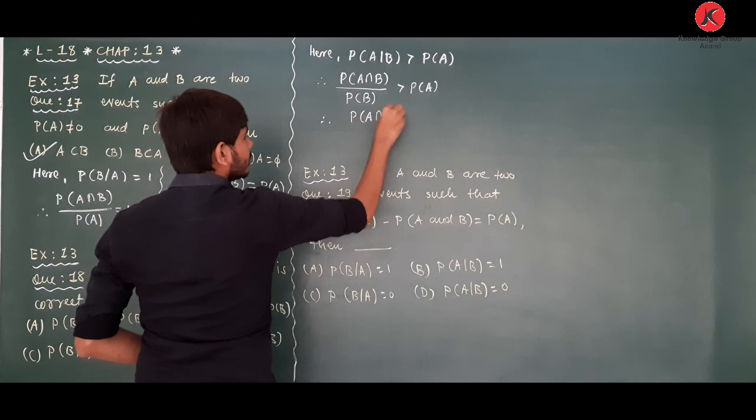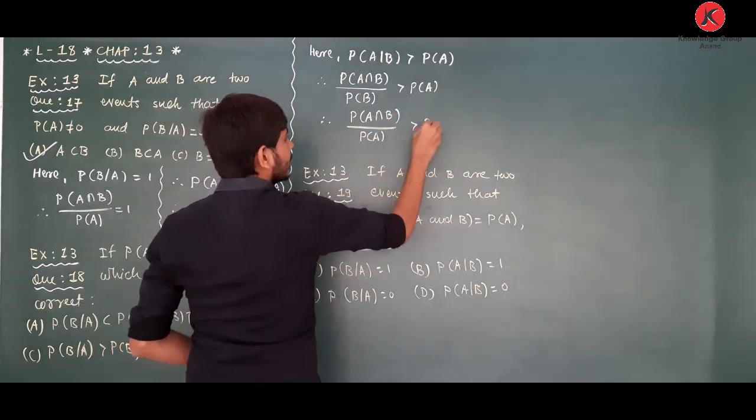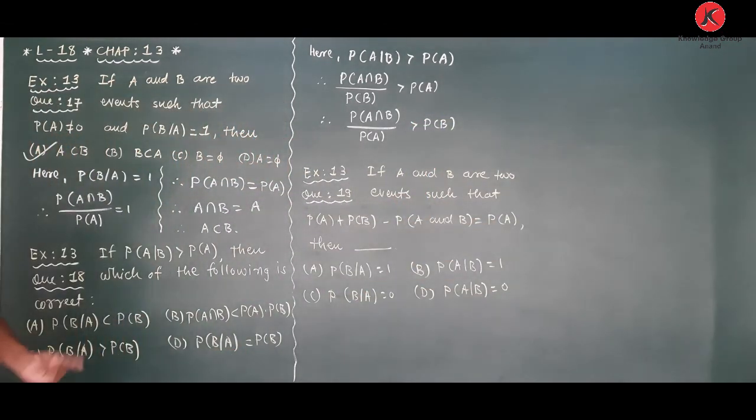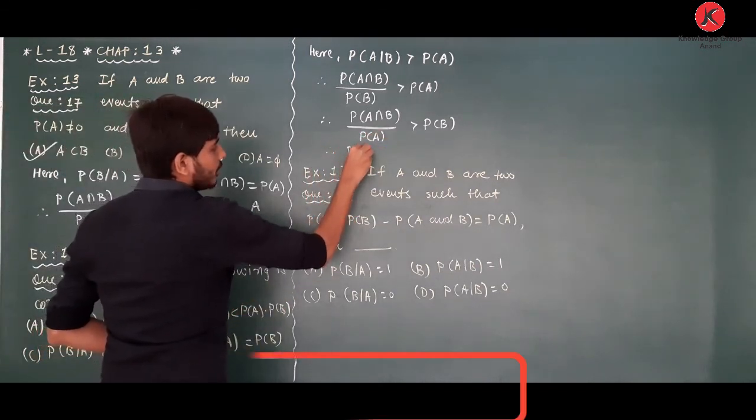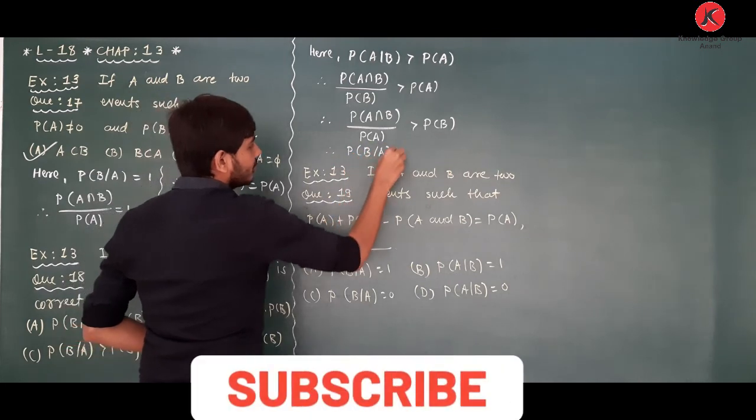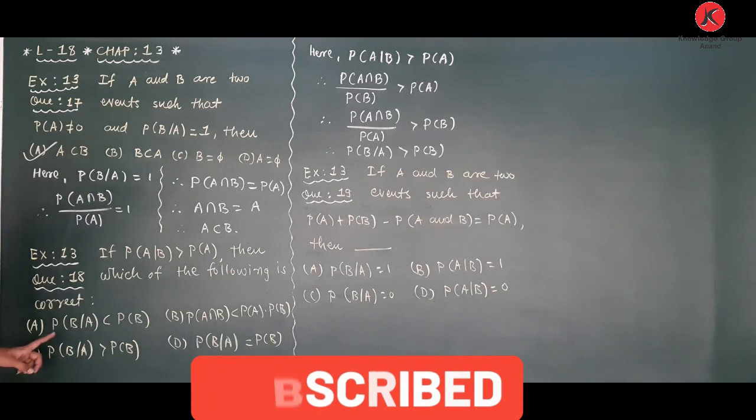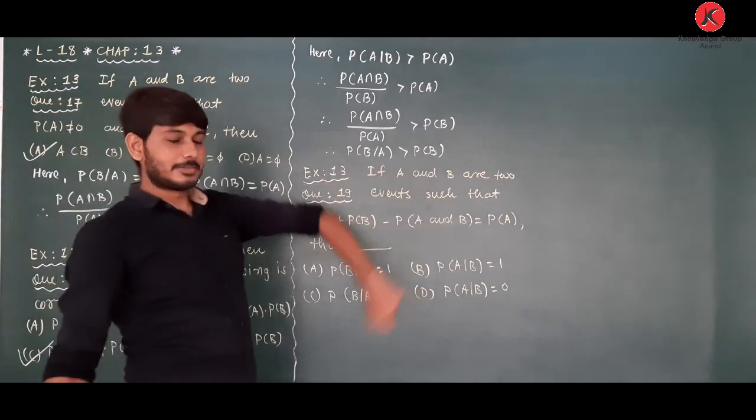Probability of A intersection B divided by probability of A is greater than probability of B. Okay, check which option is correct. This one becomes probability of B given A, which is greater than probability of B. Check which option is correct. Yes, option C is correct, which is the suitable option for this case.